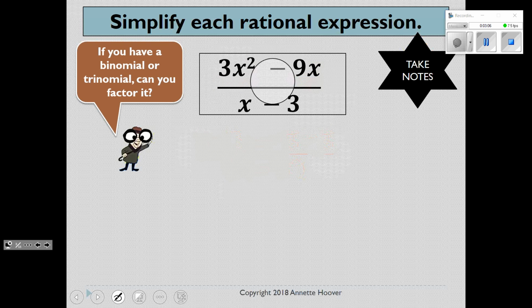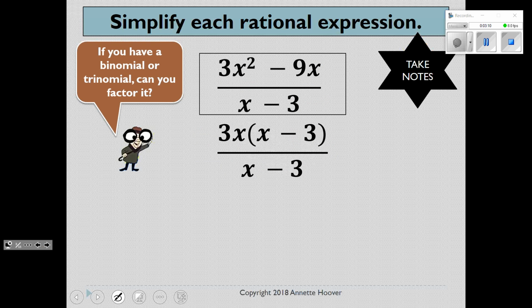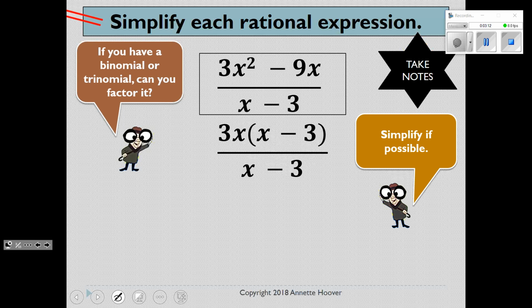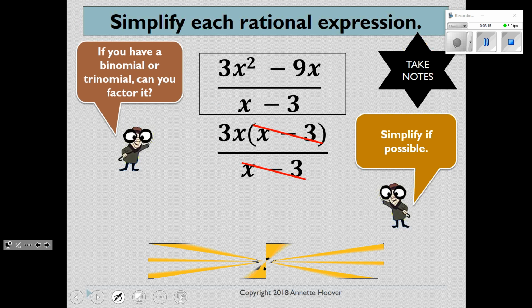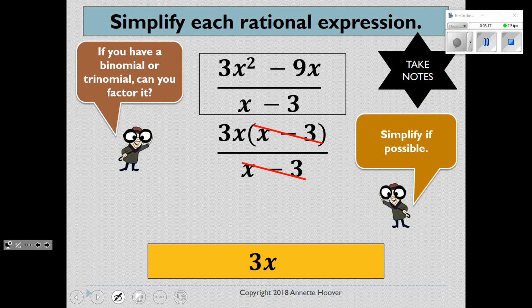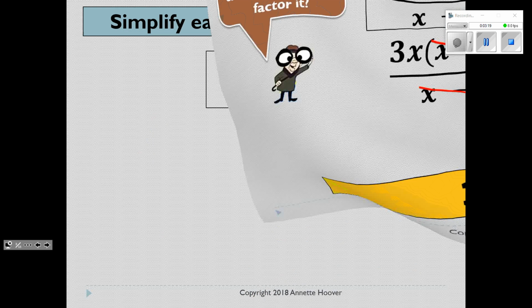So you will see that as we're simplifying and as you factor, you're going to have a lot of stuff that you can cancel out. There's the x minus 3's, left with 3x. Let's look at another example.